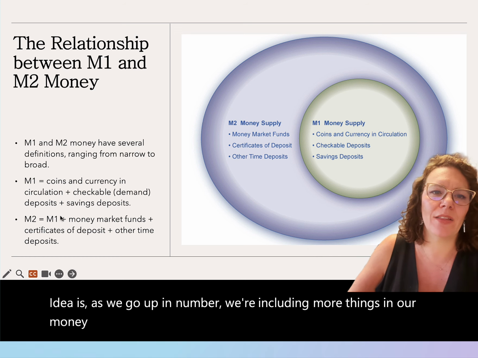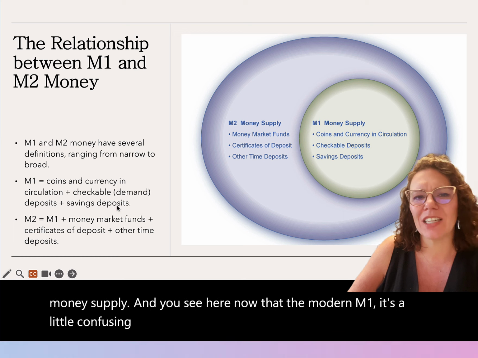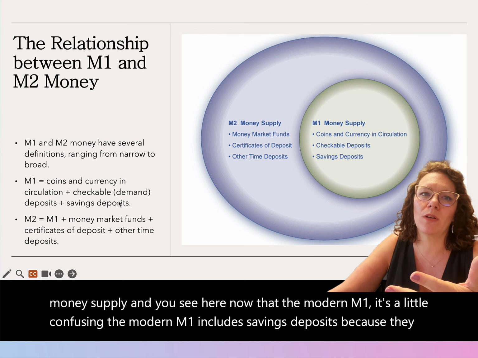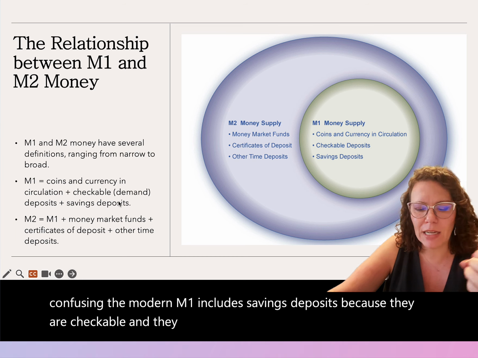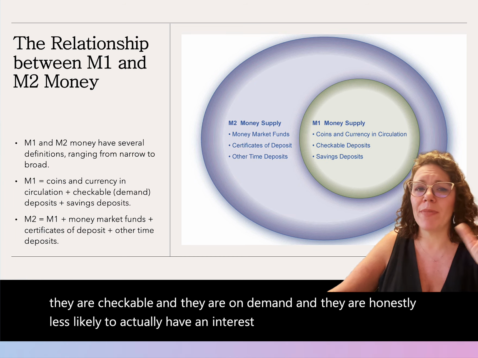And you see here now that the modern M1, it's a little confusing. The modern M1 includes savings deposits because they are checkable and they are on demand, and they are honestly less likely to actually have an interest rate. And so that is a change.